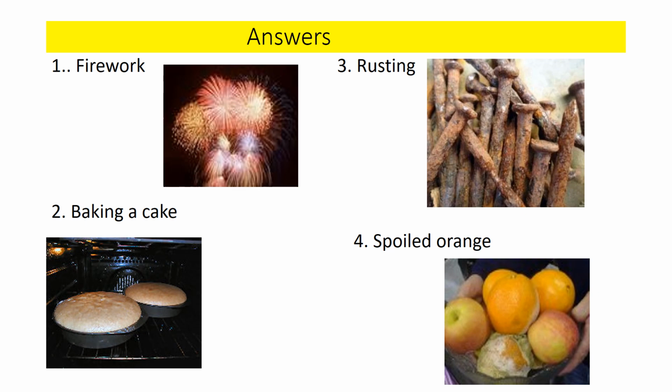So the fastest chemical reaction is obviously fireworks. The second fastest, baking a cake. Third fastest is rusting, and 4th fastest is spoiled or rotting fruit. Okay. And yes, a fried egg is a chemical reaction.